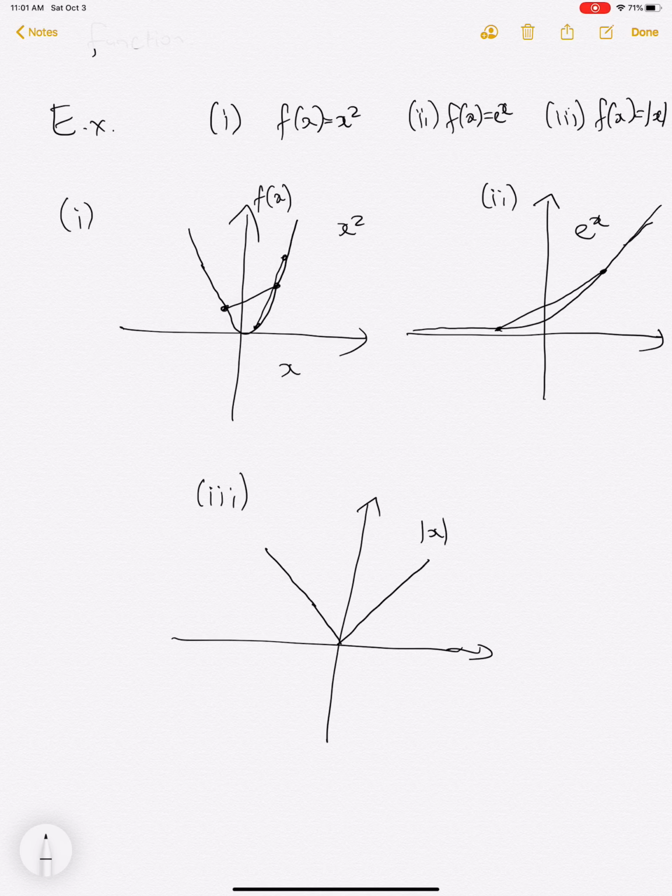Similarly for the absolute value of x, if you pick two points and you join a line between them, it lies above the function. Obviously, if you pick two points that lie on the function, the line is still less than or equal to the actual function. So these are three examples of convex functions because all their line segments lie above the function.